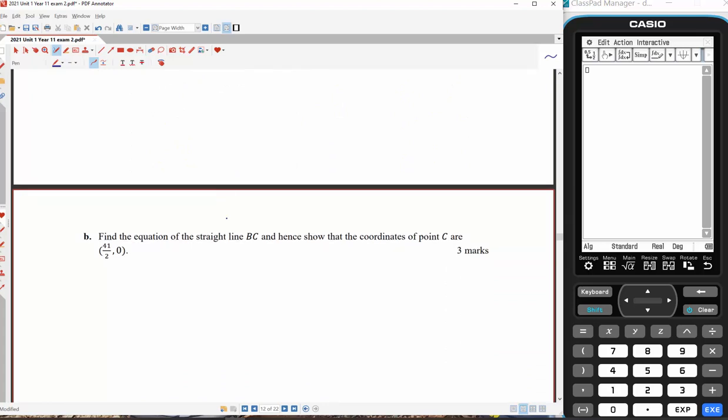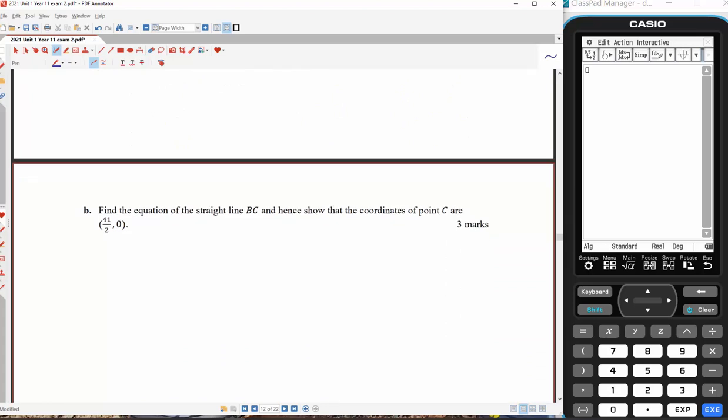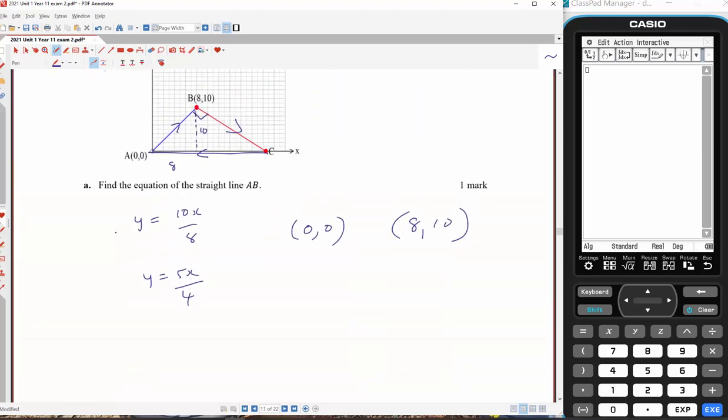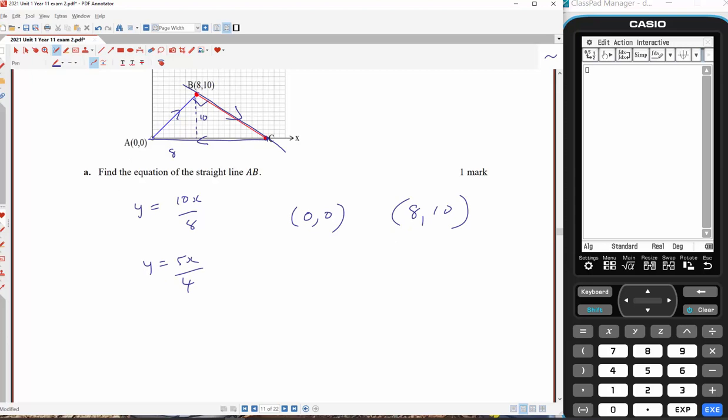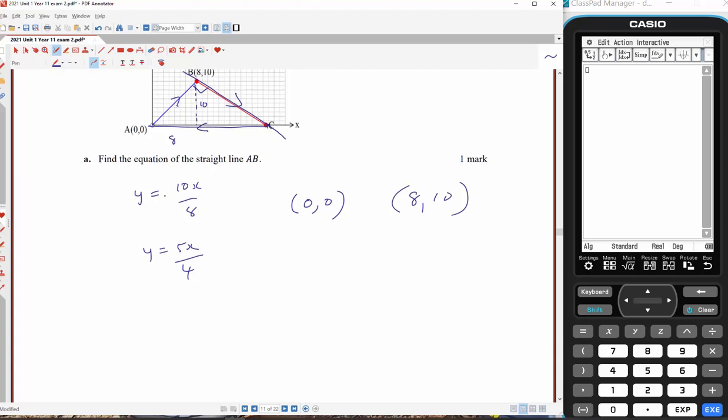Okay, find the equation of the straight line BC and hence show that the coordinates of point C are 41 on 2, 0. So C is the x-intercept. So basically what I'm going to do is find the equation of this line here and then let y equal 0 to get the x-intercept, which should be 41 on 2. So what do I know about this line here? It contains the point 8, 10, and its gradient is going to be the negative reciprocal of this line here because it's perpendicular.